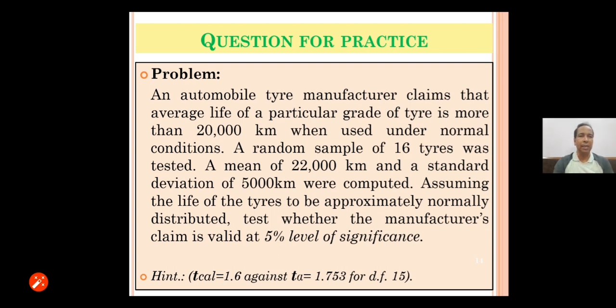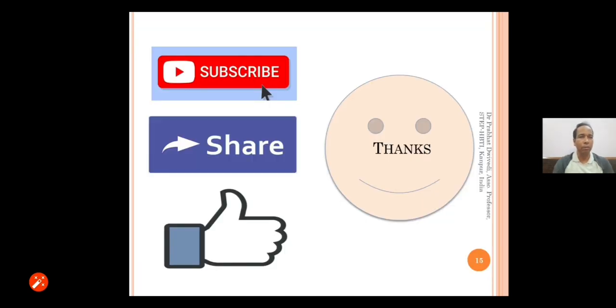Assuming the life of the tires to be approximately normally distributed, test whether the manufacturer's claim is valid at the 5% level of significance. So this problem is for you. I suppose you'll do it at home. And I would recommend you to do other problems as well, so that you can be better at solving the problems related to the t-test.